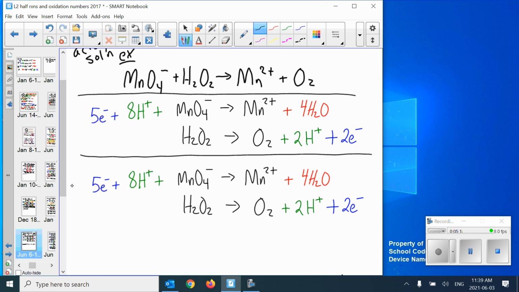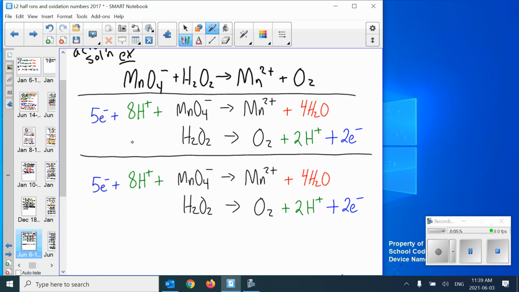OIL RIG. Oxidation is losing electrons. Reduction is gaining electrons. This wasn't asked directly, but I just picked up on it. Reduction is gaining electrons. This is reduction, you're adding in the electrons. You're losing the electrons in this half reaction, so this is oxidation. That's an oxidation. Getting back to this problem.